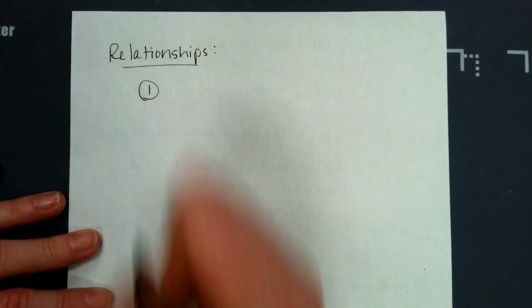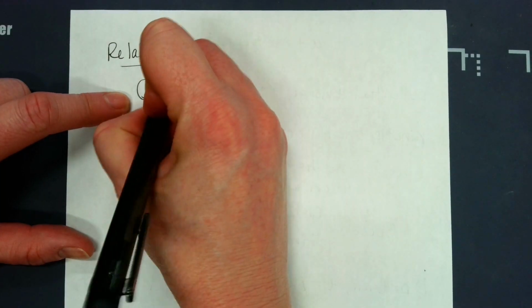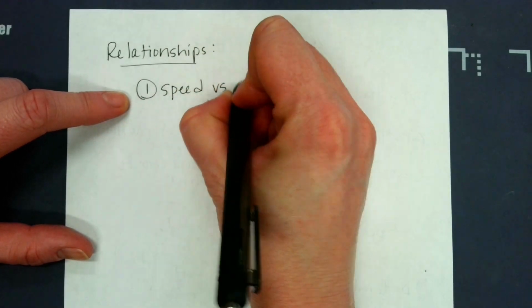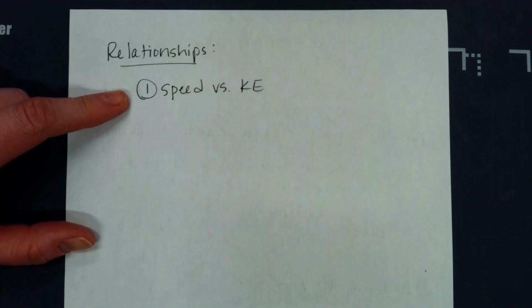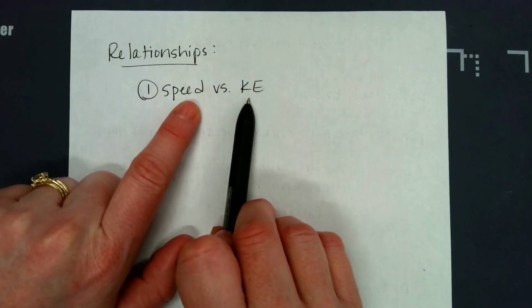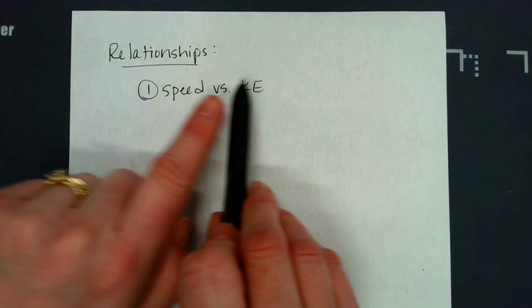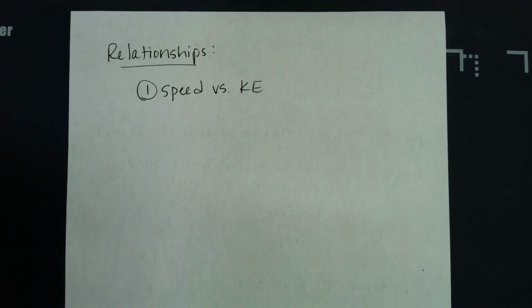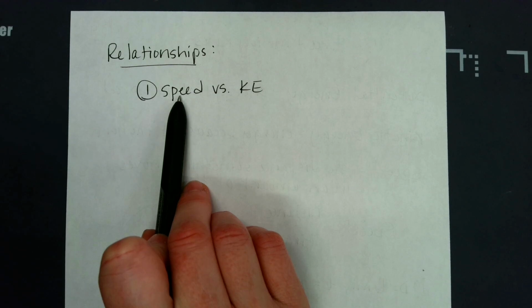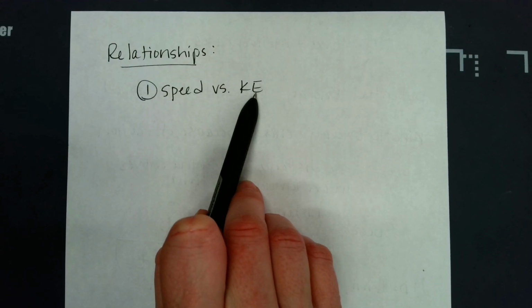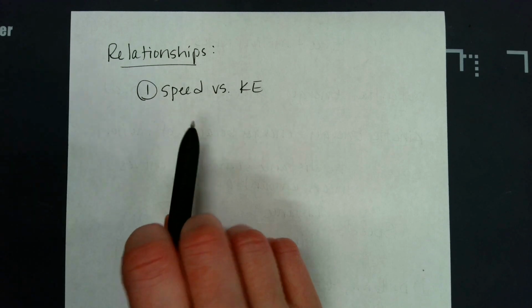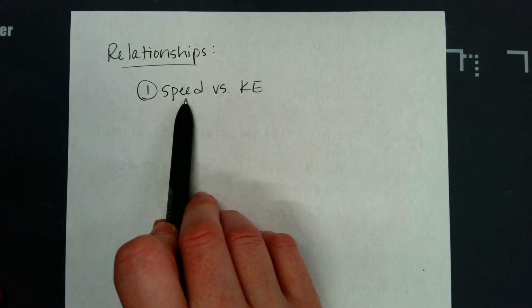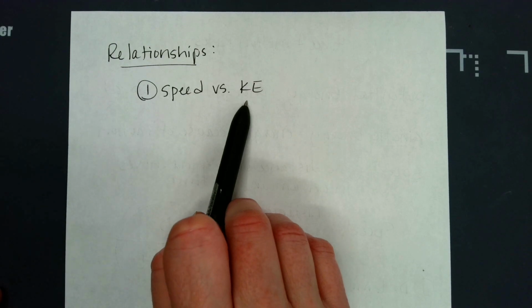So the first relationship that we talked about with activity 3 was speed versus kinetic energy. Those were our two variables, and we learned when we mess with one, what does the other one do? Okay? What is the relationship between speed and kinetic energy? In other words, when I do something to one, what happens to the other one? Yeah? When you go faster, you have more kinetic. Exactly. When I increase my speed, what happens to my kinetic energy? It increases too.